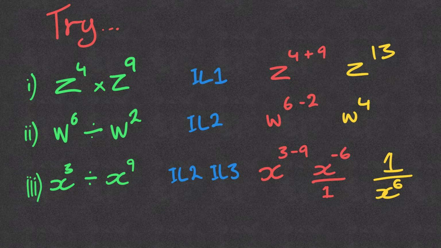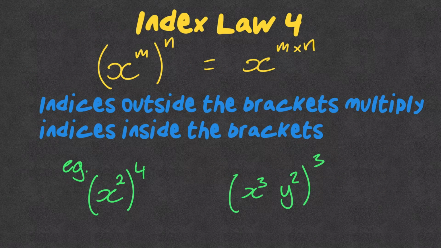We've got 2 more. They get even easier. Index law 4. So indices outside of the brackets multiply all the indices inside the brackets. So x to the power of m, and we've got brackets around that, and then we've got to the power of n. So everything inside that bracket is to the power of n. We're simply multiplying the 2 powers together. Don't confuse this with index law 1. When we're multiplying x to the power of something by x to the power of something, we add them. When there's a bracket, we multiply.